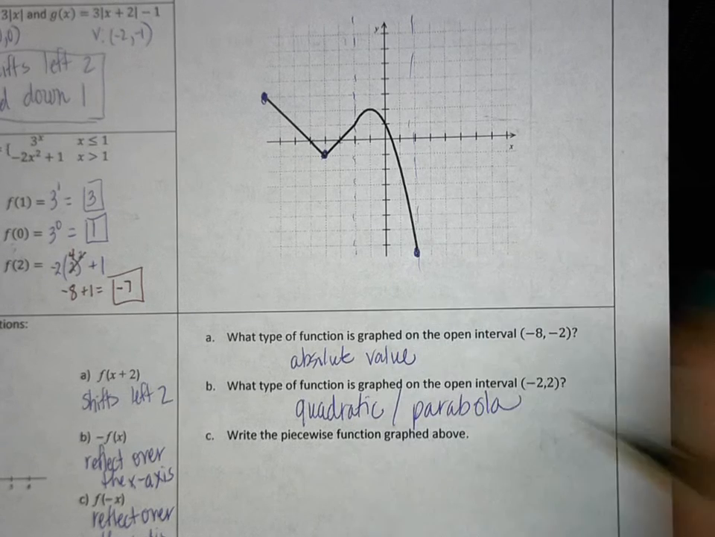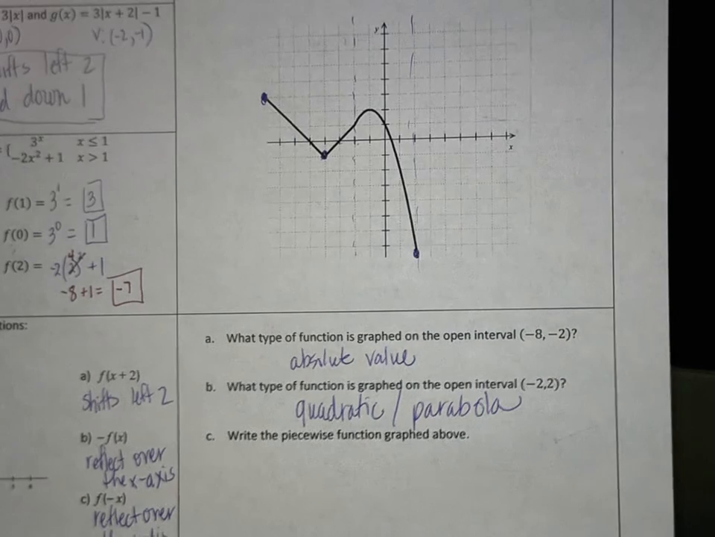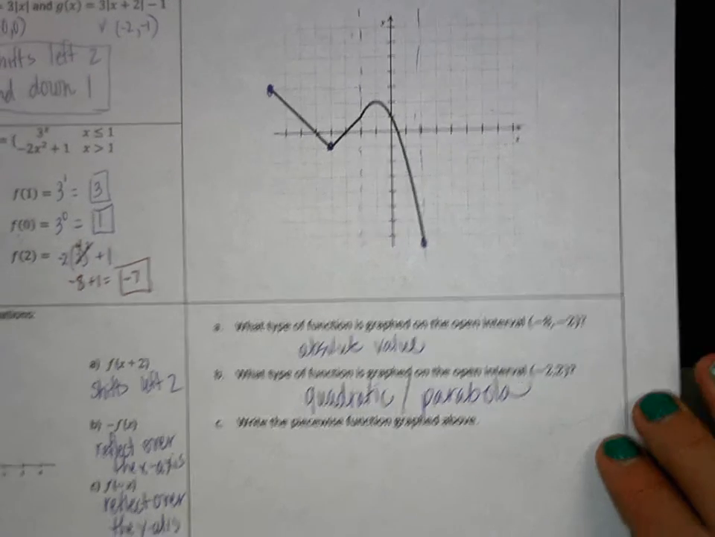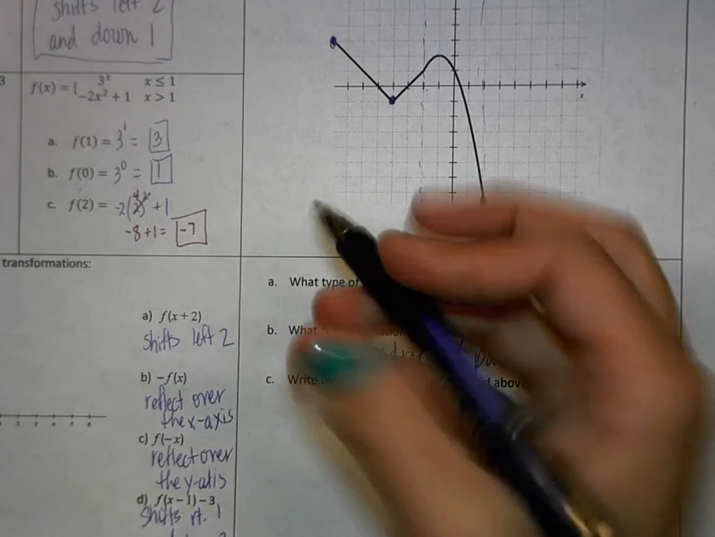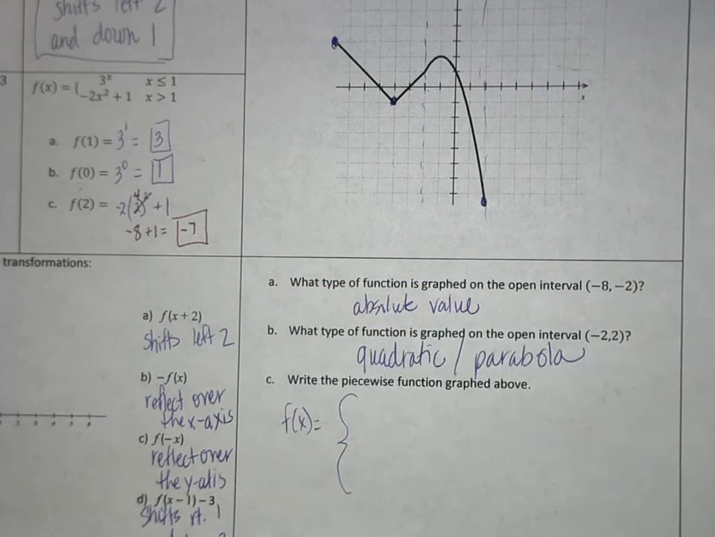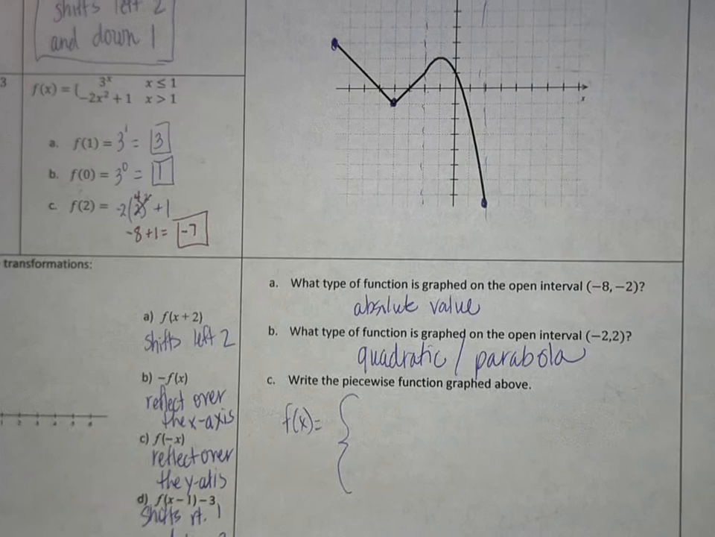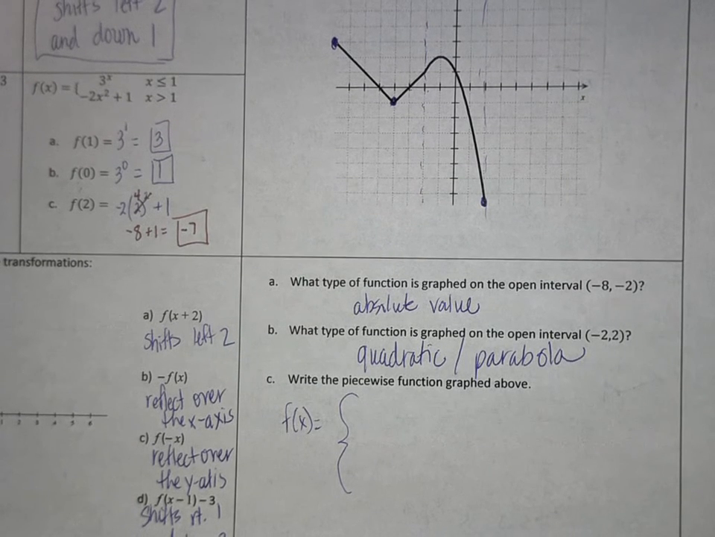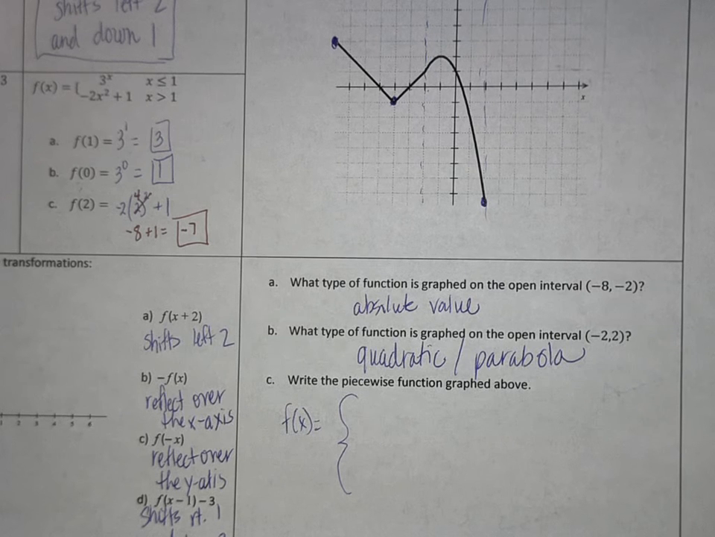Okay, and then the last thing they want us to do is to write a piecewise function for the graph above. So we need to write these equations. This is how we do it. f of x equals, and remember we have a little bracket where we're going to write our multiple equations. Let's start, because we always want to go left to right, like reading a book. Our first equation is going to be absolute value. Do you guys agree? Okay.